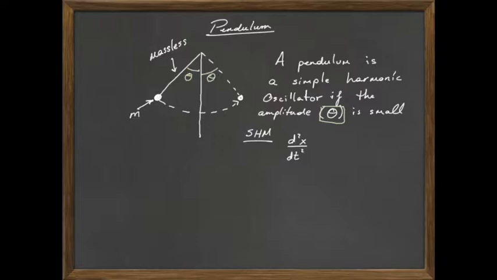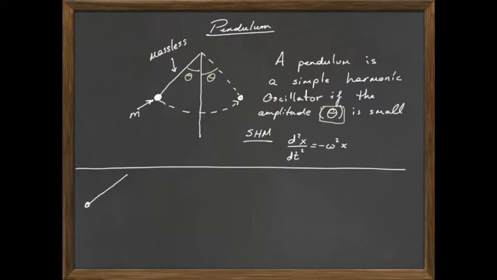Now, remember, in order for an oscillator to be a simple harmonic oscillator, it needs to follow this relationship from Newton's second law. So let's work through that and see if we get a similar relationship. If we focus on where this mass is now, out at an angle theta from its support, the only force acting on it is gravity.